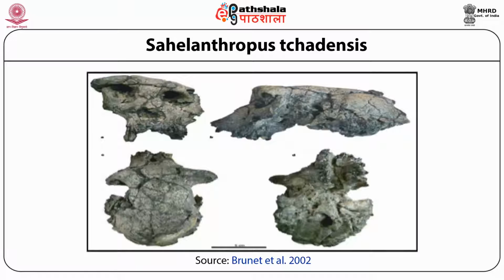This mixture, along with the fact that it comes from around the time when the hominids are thought to have diverged from chimpanzees, suggests its closeness to the common ancestor of humans and chimpanzees.